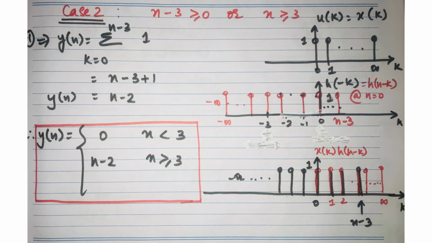So therefore the convolution sum between u of n and u of n minus 3 is equal to 0 for n less than 3 and it is n minus 2 for n greater than or equal to 3.